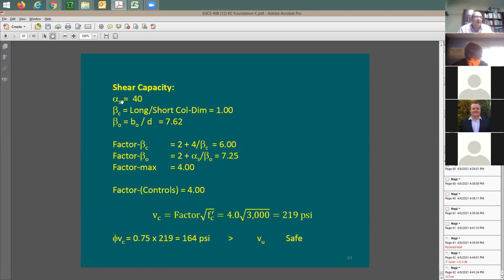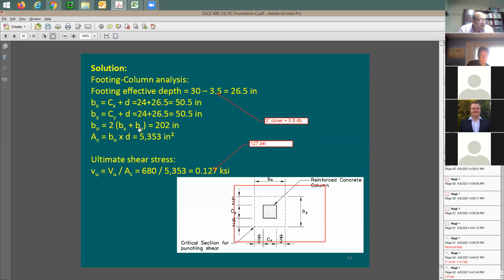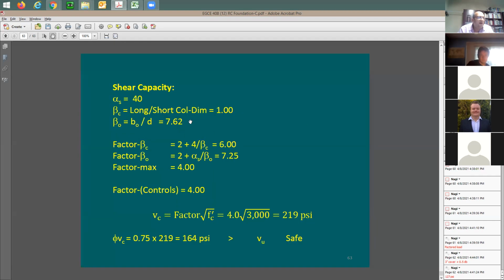All right, now I have alpha S of 40, interior column. This column is 24 inch by 24 inch. So the aspect ratio is gonna be equal to 1. And when you take here the perimeter divided by the depth, you can say which perimeter? You can say this perimeter here, 202 divided by the 26.5 is gonna be 7.62. Now I have 3 factors that I need to pick the lowest of all the 3.